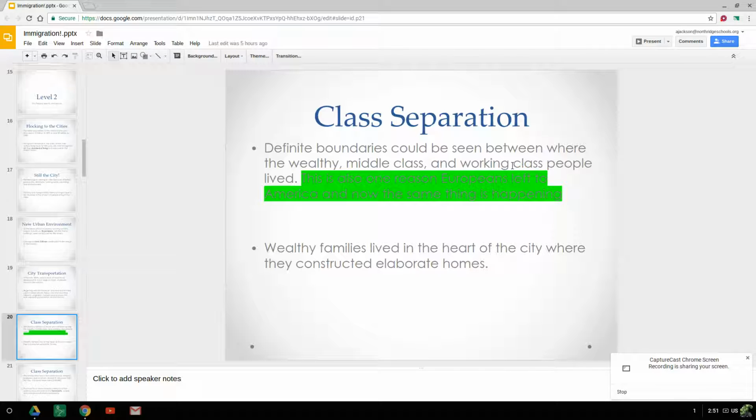There was a class system, and if you were wealthy, you lived in the middle heart of the city with a big, beautiful home, and that dignified your wealth. Middle class people will begin to move outside of the cities, while working class people will begin to live in kind of these tenement housings, what we will call them, where it's not so great, but they are staying in the city.